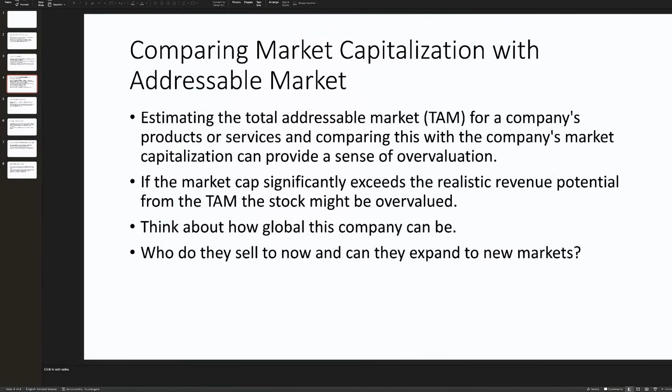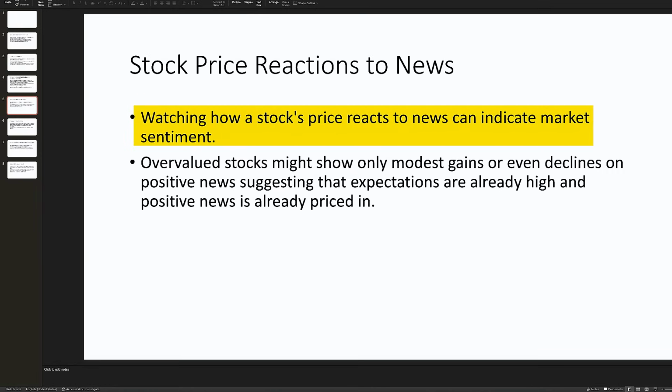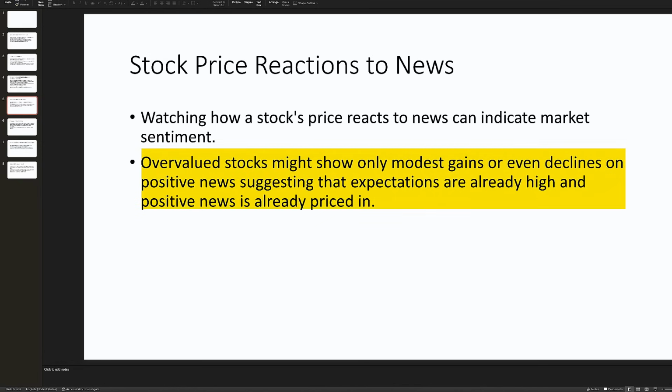All right. Here we go. Stock price reactions to news. Watching how a stock price reacts to the news can indicate sentiment. Overvalued stocks might show only modest gains or even declines on positive news, suggesting that expectations are already high and positive news is already priced in.